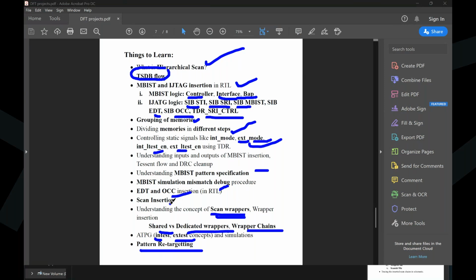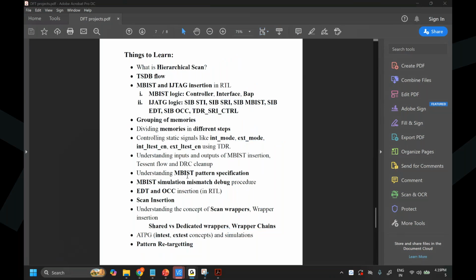And then scan insertions. While understanding scan insertion, we'll understand scan wrappers, what shared and dedicated wrappers are. While doing ATPG, we'll understand what in-test is and what X-test is. We'll also try to understand what pattern retargeting is. So these are all the various concepts and things we'll be working on in our level 3 projects.